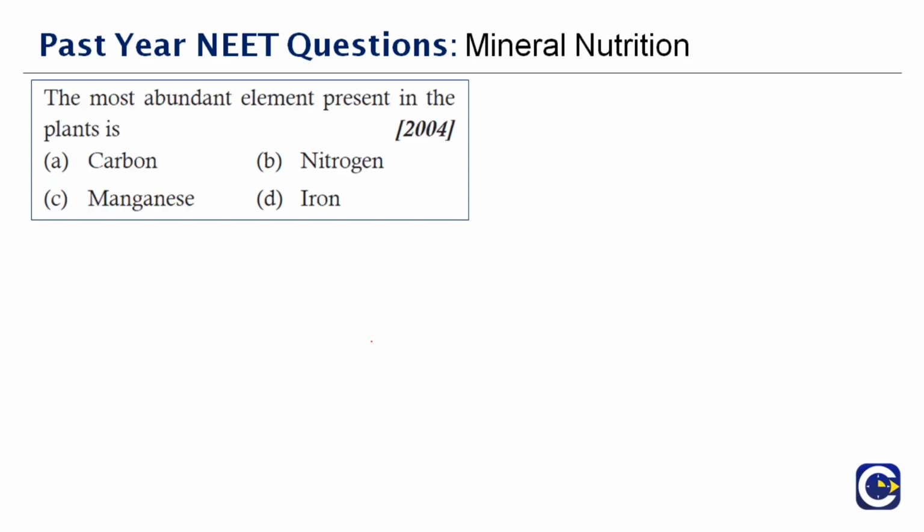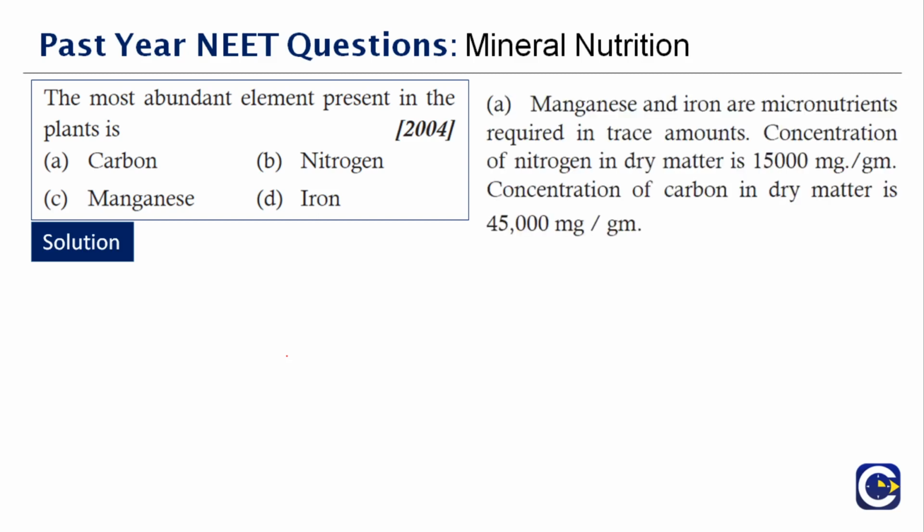Next question here. Now look at this question. The most abundant element present in the plant is dash. Most abundant. What do you think will be the answer here? All of you know the answer, right? It is carbon. Manganese and iron are micronutrients required in trace amounts. Concentration of nitrogen in dry matter is about 15,000 mg per gram, while concentration of carbon in dry matter is 45,000 mg per gram. Therefore, which is abundantly present? Option A, carbon.